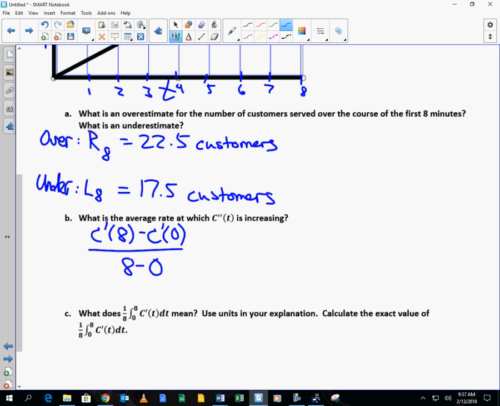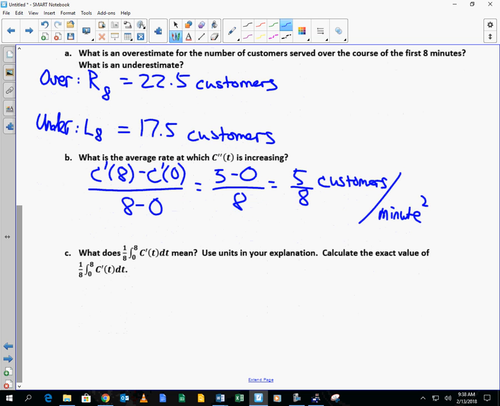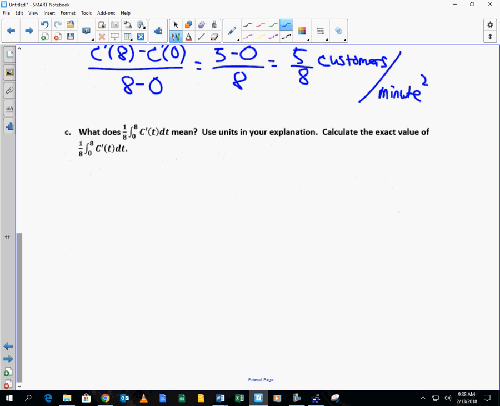8 minus 0. What is C prime of 8? 5 minus 0 over 8. 5 over 8. What is the label? Customers per minute squared. Because you're looking at the rate of the rate. See that? Okay, final question, and you are done for the day.